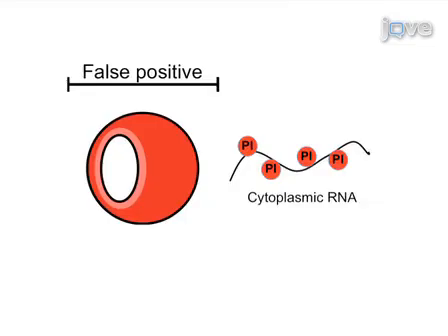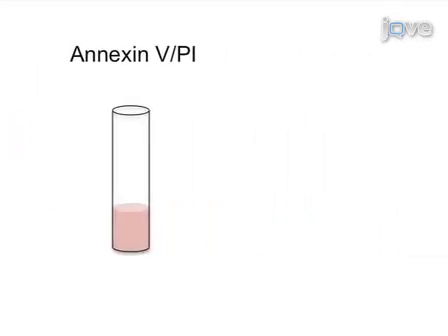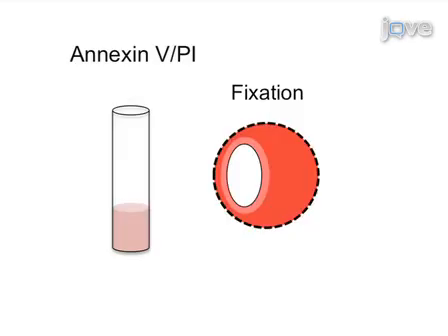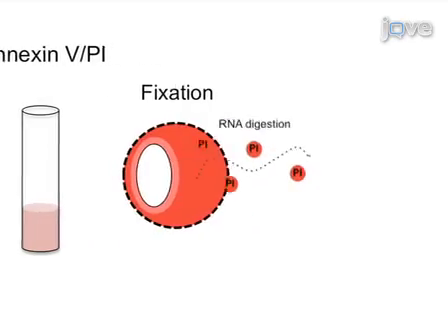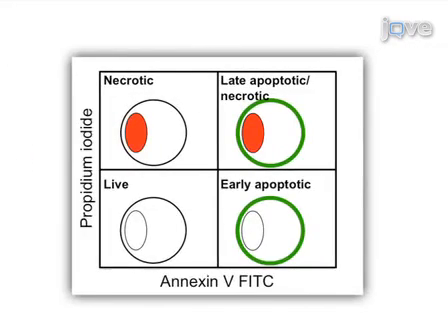Conversely, our protocol drastically reduces the number of false positive incidences by introducing fixation and RNA degradation steps at specific stages in the staining procedure. First, cells are stained with Annexin V and Propidium Iodide to detect cell death as per conventional procedures. Next, the cells are fixed with 1% formaldehyde, which increases the permeability of the plasma membrane. Finally, the fixed cells are treated with RNase A in order to degrade cytoplasmic RNA, eliminating false positive causing Propidium Iodide staining.